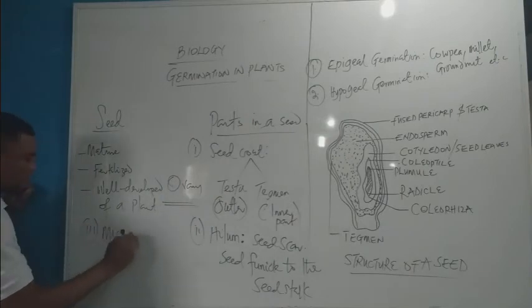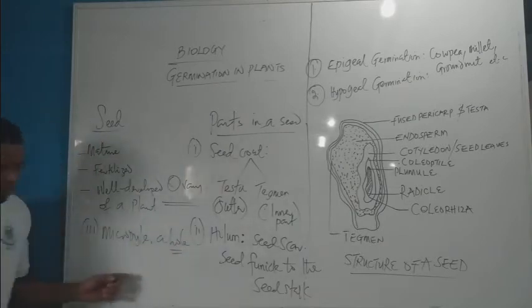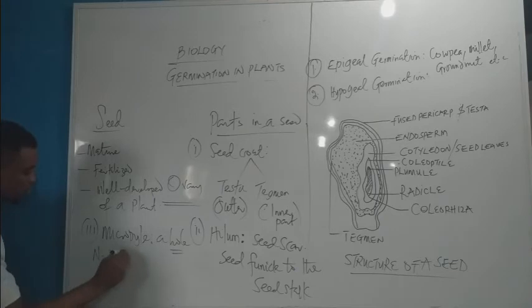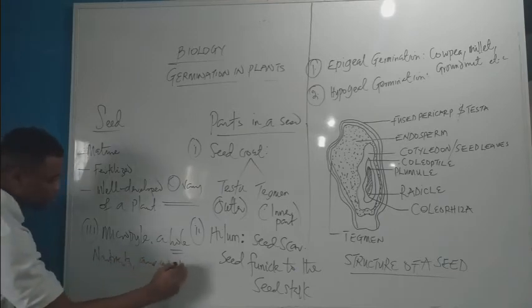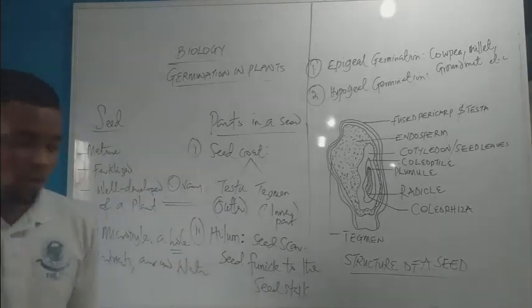The micropyle. Now, the micropyle is a hole that gives direct nutrients, air and water to the what? To the embryo.